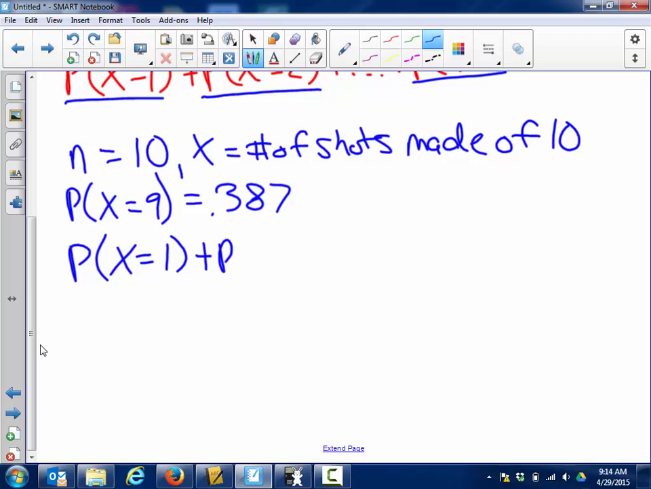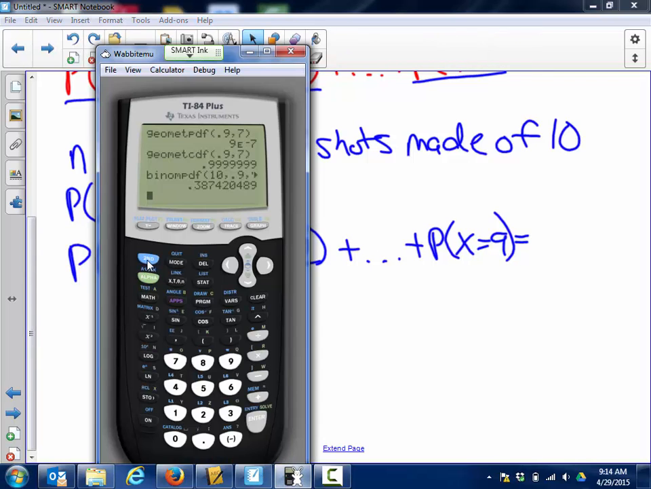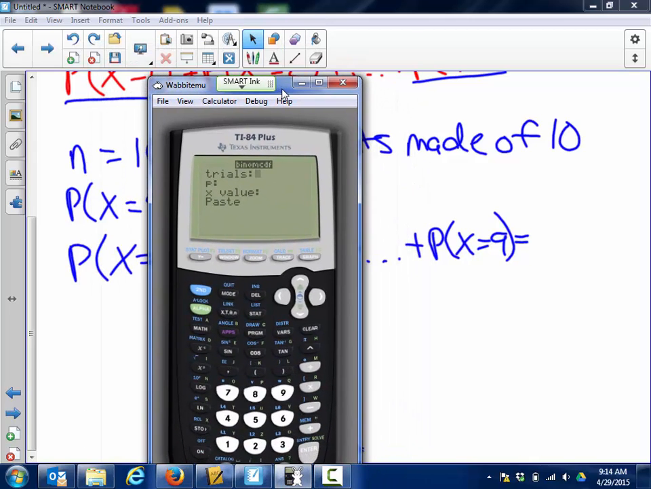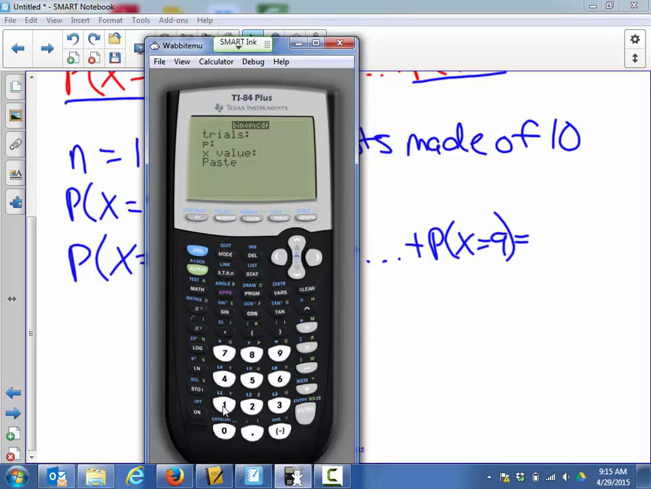All right, now let's say we want the probability that he makes only 1, plus the probability that he makes only 2, and onwards up till the probability that he makes only 9, so he doesn't make 10. That question can be answered with the second distribution, binomCDF, interpreted kind of the same way as the geometCDF. We want to accumulate all the different ways we can see success at 9 or fewer.